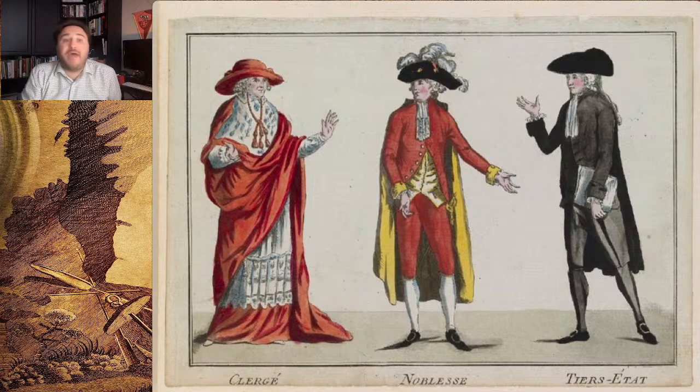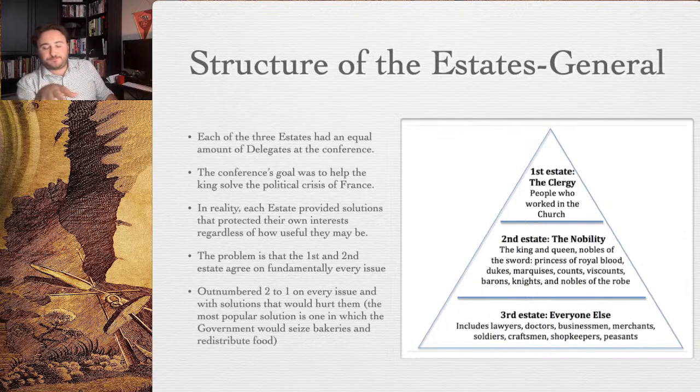An undefined mass of humanity that is made up of the urban rich, the rural rich, and the rural poor. Peasants, workers, and traders. All represented by the Third Estate. So here's that structure. Here's what that looked like. The goal of the conference was to solve the political crisis. But they face a problem. They face actually a couple problems. Number one is that this is fundamentally unfair. The Third Estate represents about 97 to 98% of French people and gets one third of the votes.